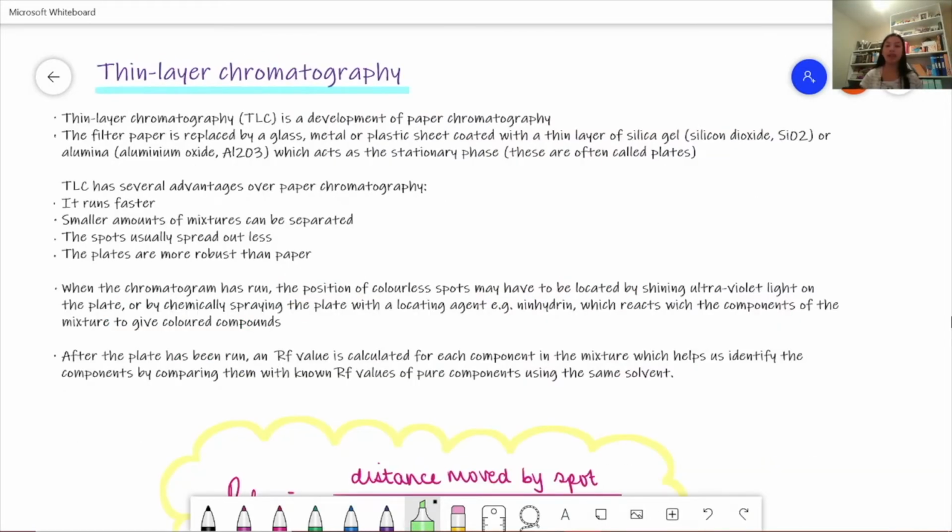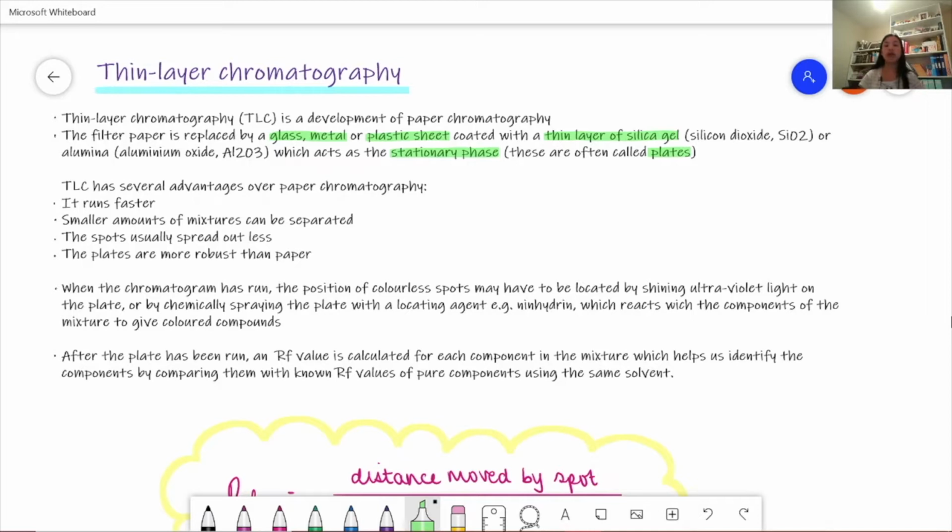Now I'm going to revisit thin layer chromatography. Thin layer chromatography is a development of paper chromatography, where the filter paper used in paper chromatography is replaced by a glass, metal, or plastic sheet. This is coated with a thin layer of silica gel, which is also silicon dioxide, or SiO2, or it can be coated with aluminium oxide instead. This acts as the stationary phase. When we have this glass, metal, or plastic sheet coated with the stationary phase, we often call these plates.